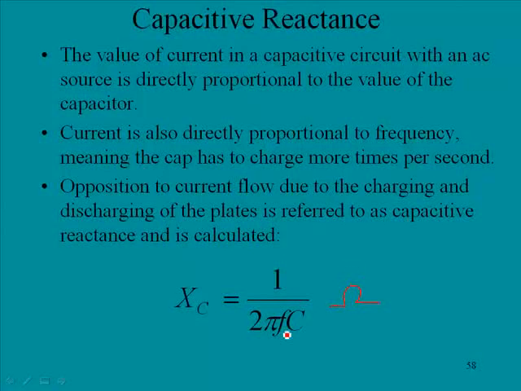Only thing is that remember when we calculated inductive reactance, remember X of L, we said we had 2 pi times frequency times inductance. And so in this case we have this very similar form, except it's 1 over that value, and we replace L with C. But at any rate, they both represent opposition to current, and they are measured in ohms.